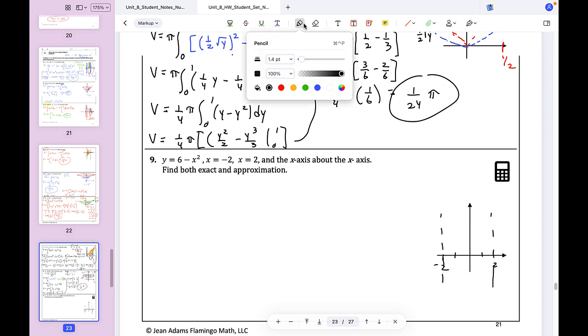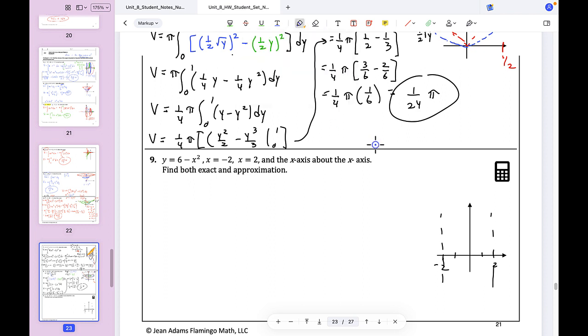And then 6 minus x squared, that's going to be an upside down parabola crossing the y-axis at 6. So it's going to do something like this, right? Where do these intersect? Let's see here. This is revolving around the x-axis, so obviously we actually don't need to know where they intersect.